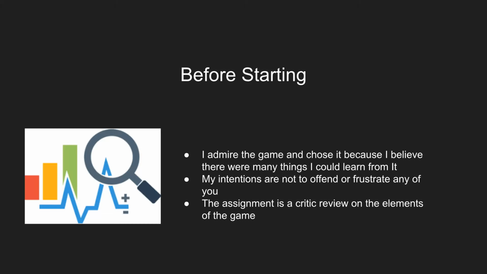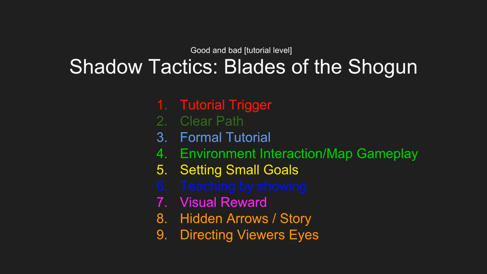So let's start. These are the main points I was analyzing. Some of the names, I had some trouble remembering the technical terms, so I wrote, for example, environmental interaction, but it's map gameplay. But that's just technical things. The main things that I analyzed were triggers, path, tutorials, different types of them, formal, teaching by showing, hidden elements, art elements, and I also analyzed setting map goals and visual rewards.